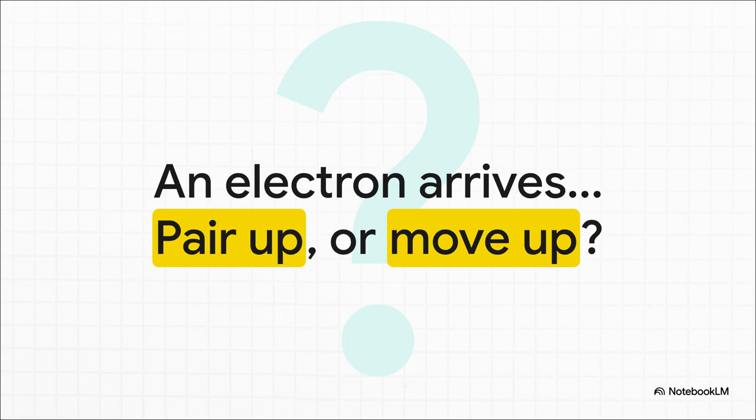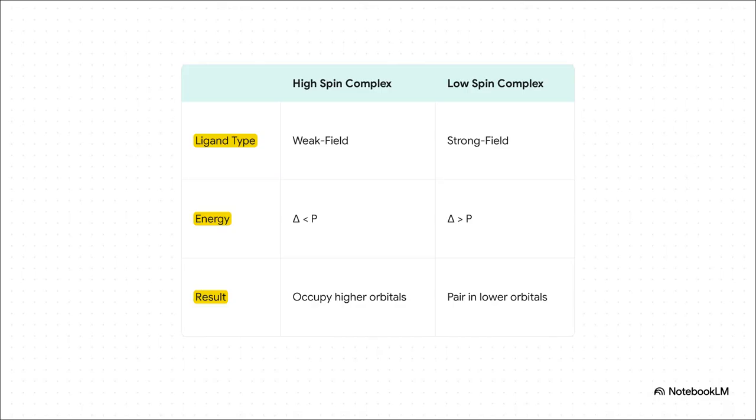Or do you pay the energy price to make the big jump up to one of those empty but much higher energy EG orbitals? And that choice comes down to a battle between 2 different energy costs: the splitting energy, which we call delta, and the pairing energy, we'll call that P. Pairing energy is just the natural repulsion electrons feel for each other. It costs energy to shove 2 negative charges into the same tiny space.